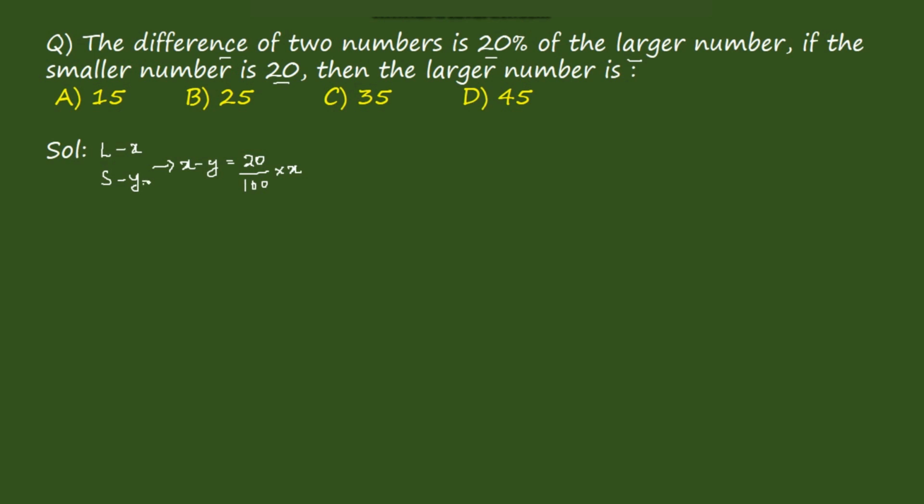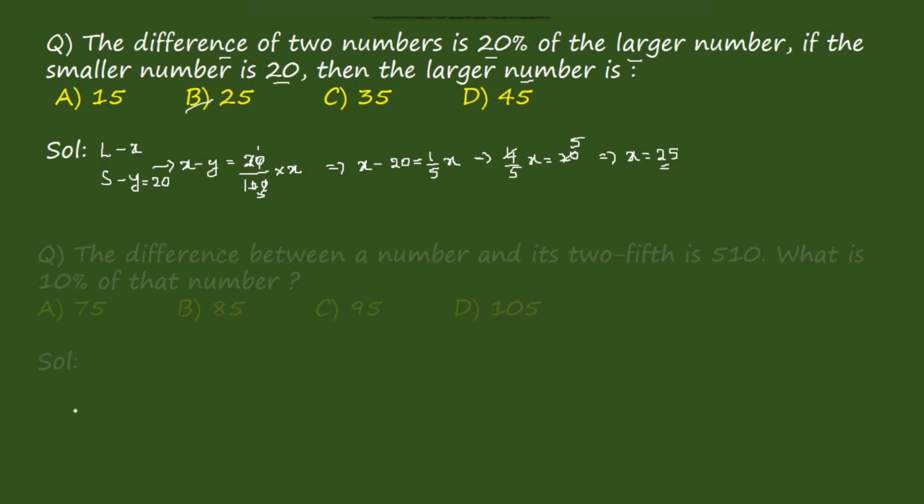Again they are saying the smaller number is 20, right? So they have given the value of y is equal to 20. We have to find the larger number, right? Then it becomes nothing but x minus 20 is equal to, it becomes 0, 0 get cancelled, 1 by 5 x, which implies if 1 goes here, 1 minus 1 by 5 becomes 4 by 5 x is equal to 20, right? One side goes by 5, which implies x is equal to nothing but 25. So larger number is nothing but 25. Option B. Come to next one.